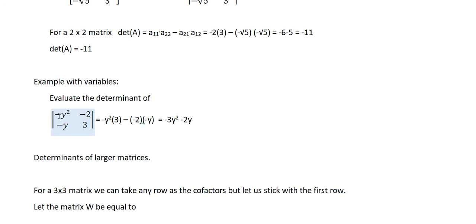So if our array is minus y squared, minus 2, minus y, and 3, again, we're going to take the product of the diagonal elements coming down this way, minus y squared times 3, and then we're going to subtract from that. Remember, we're subtracting the elements that we're going to multiply going this direction. So minus a minus 2 times a minus y. A lot of minuses there. Keep track of those. This minus cancels with that minus, and we're still left with one minus. So minus 3y squared minus 2y.